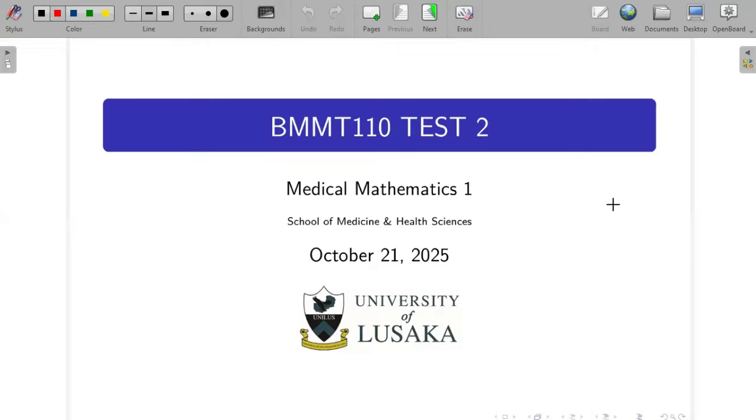Okay, so we'll be revising test 2. This is the medical mathematics 1 for those who are doing first semester at Unilus.